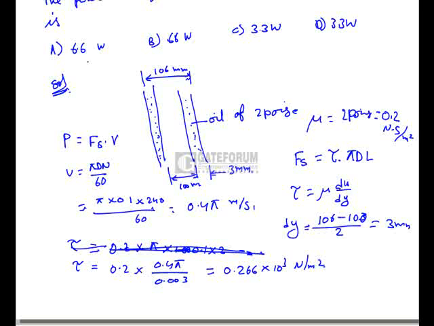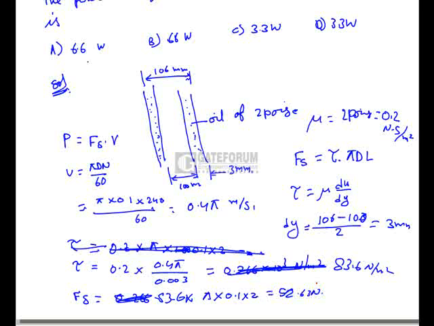Now substitute all the values in shear force. So here Fs is equal to tau into pi dl, that is 0.266 into 10 cube, here total value is 83.6 Newton per meter square. Now shear force is equal to 83.6 into pi into 0.1 into 2, which gives a value of 52.63 Newton. Now substitute this value in power required, that is P is equal to Fs into V. So here P is equal to 52.63 into 0.4 pi, which is equal to 66 watts.